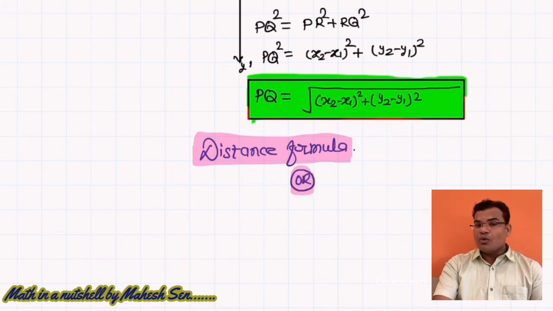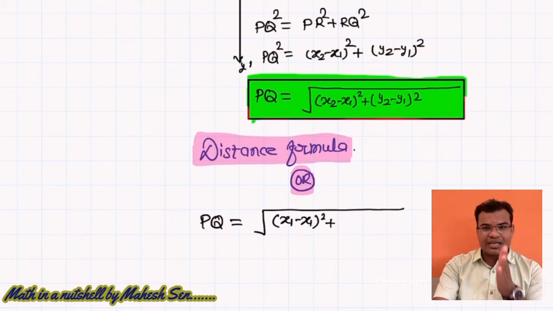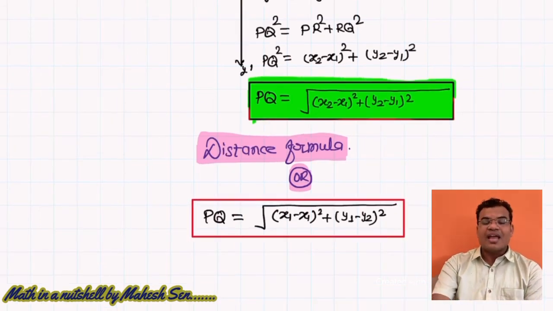Okay. One more thing that is very interesting, guys. Since PQ is equal to under root (x2 minus x1) whole square plus (y2 minus y1) whole square, you can also write it as (x1 minus x2) whole square plus (y1 minus y2) whole square. There is no need to always write x2 minus x1 and y2 minus y1. You can write x1 minus x2 whole square plus y1 minus y2 whole square also.